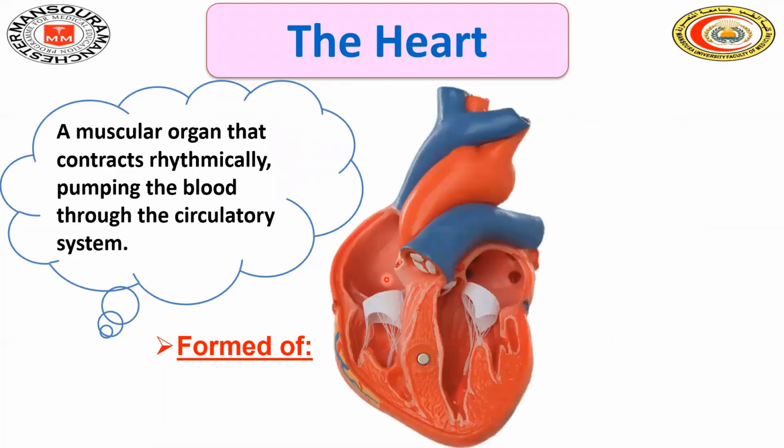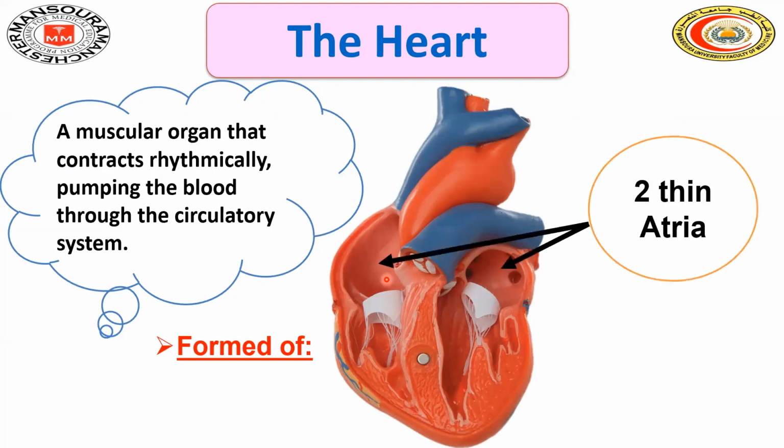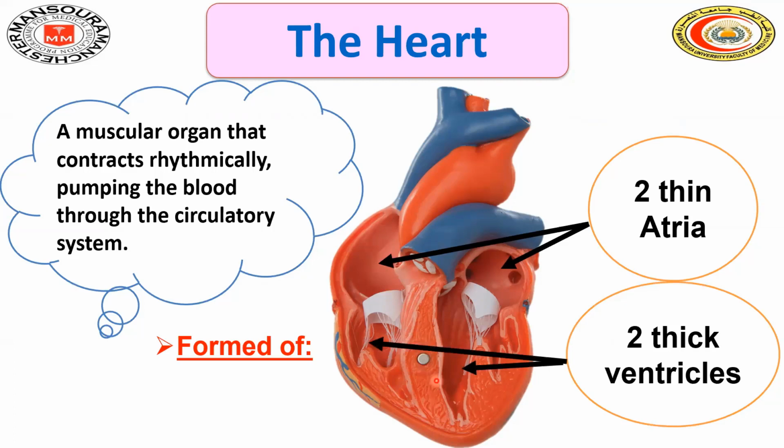So here we have the components of the heart. Anatomically, we can divide the heart into two thin atria. Here are the two atria, right and left atrium, and two thick ventricles. This is the left ventricle and this is the right one. So here we have four chambers inside the heart, two thin atria and two thick ventricles.